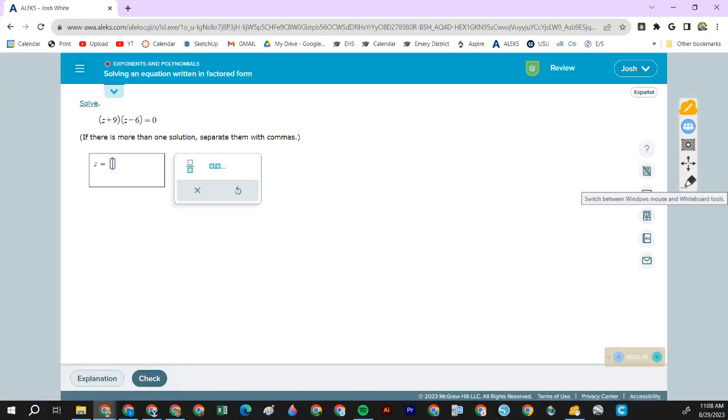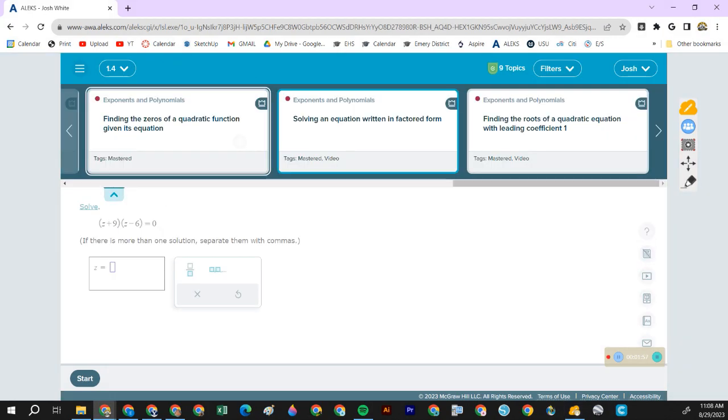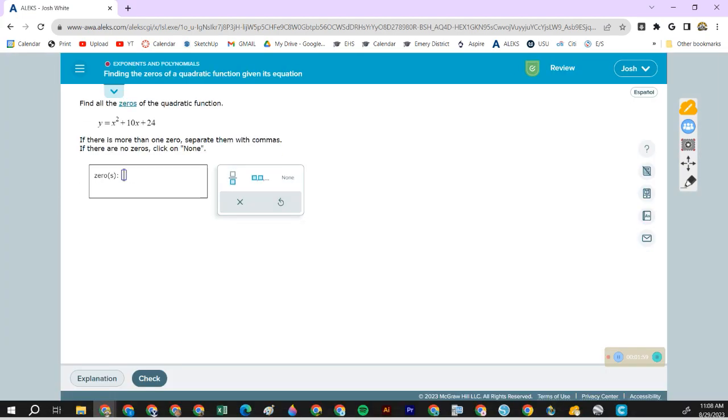So here it's already set up, z plus 9 and z minus 6. So my roots are going to be negative 9 and 6. Again, hopefully this is all review. So here we want to find the zeros, which is just solving. So we have x plus 6 and x plus 4. So the roots are negative 6 and negative 4.